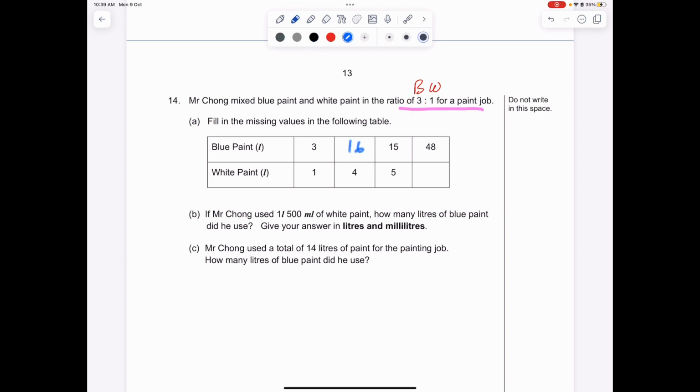Right? So if my blue paint is 48, how did I get 48 over here? Okay, remember, everything is multiplied by 3. So I will need to divide by 3. So my answer would be 16.